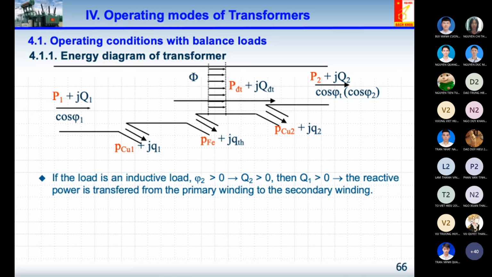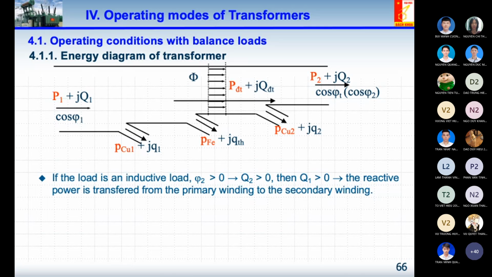Like last week when we were talking about the vector group of the transformer, you can see the value of U2 is lower than the value of the electromotive force. It means that the transformer is connected to the inductive load. And in this case, it means that the cos phi of the transformer is very low.